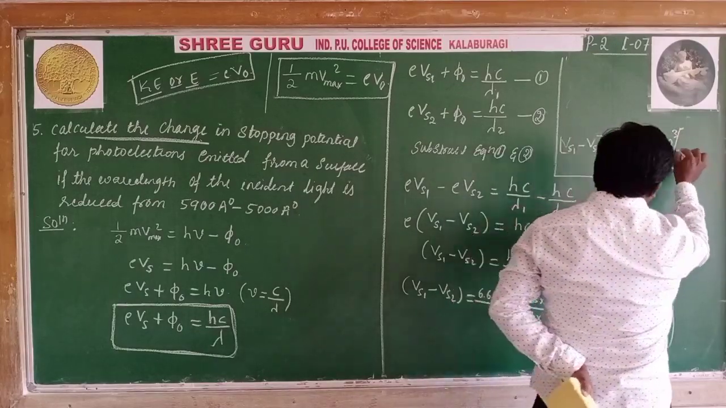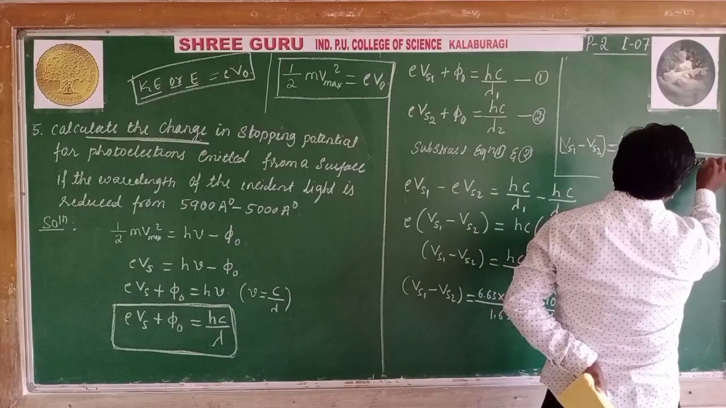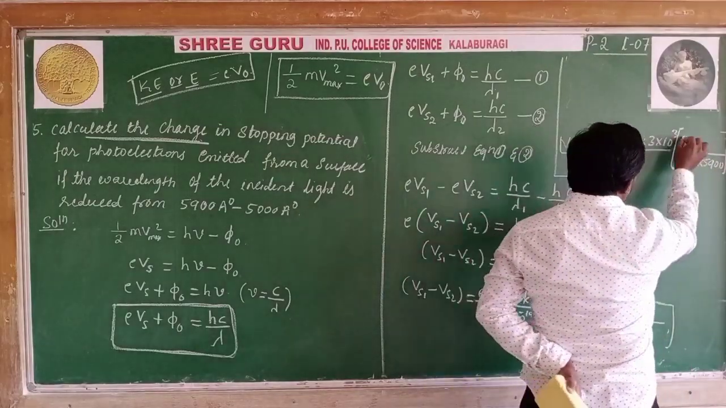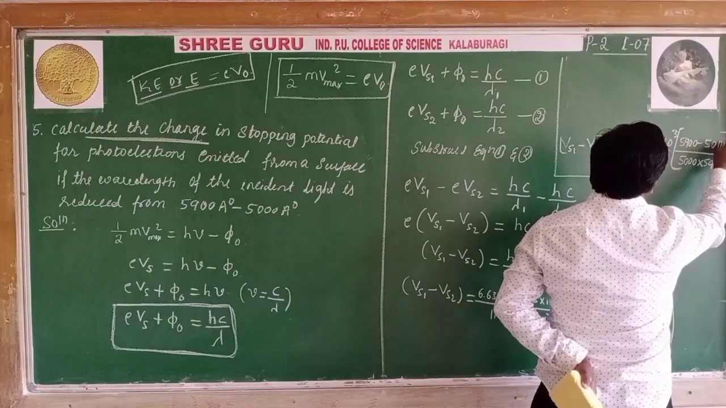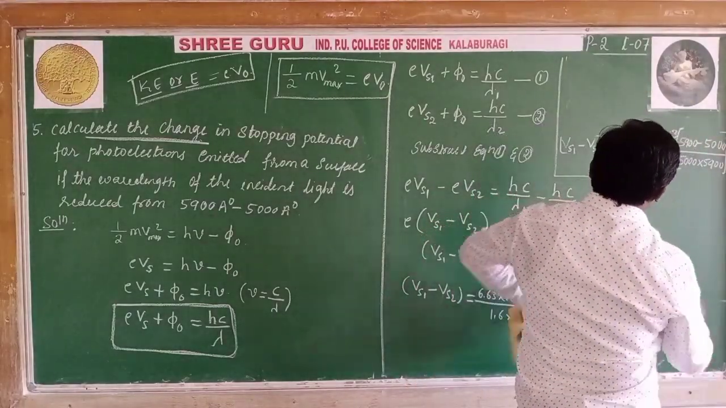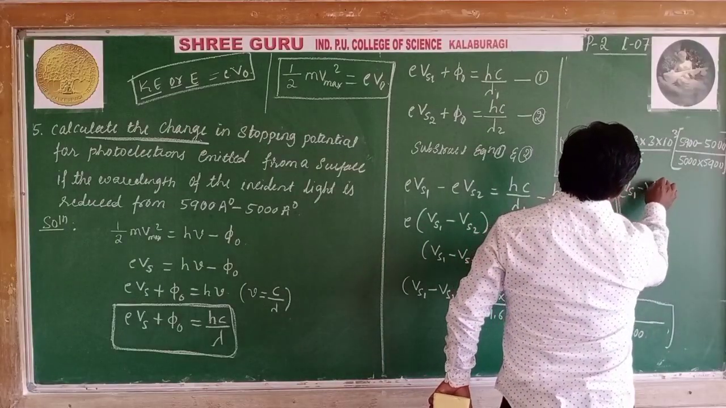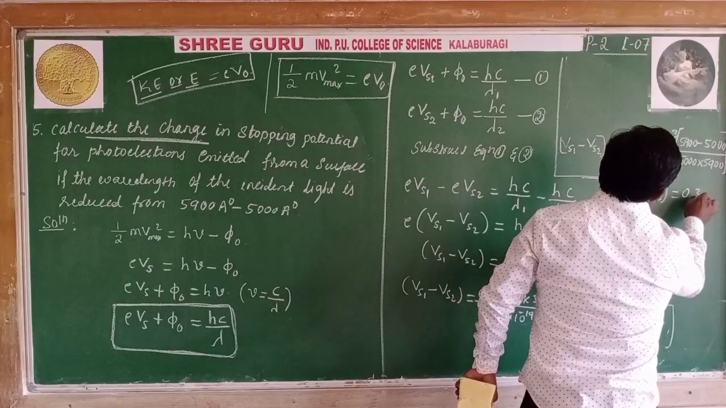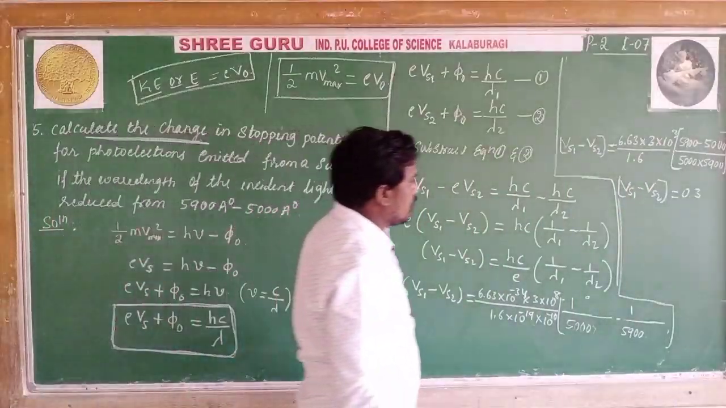Now the LCM is 5000 into 5900, and you just cross multiply 5900 minus 5000. Now calculate yourself, the final answer is change in stopping potential Vs1 minus Vs2, which is equal to 0.378 volt.